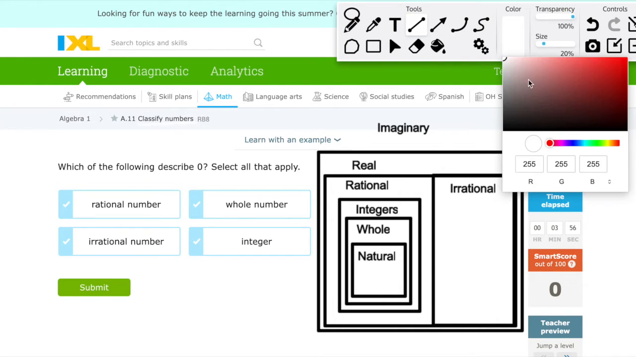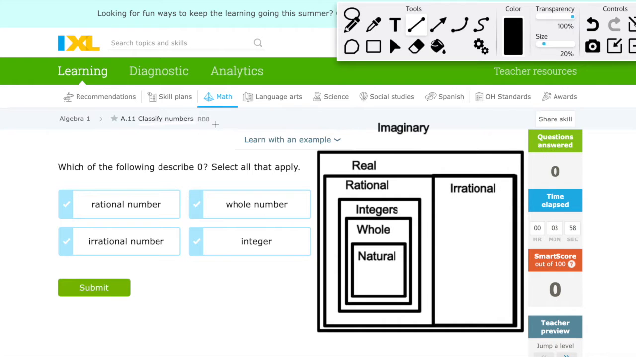Oops, we don't want white right there. Something you can actually see. Maybe this one? There we go.